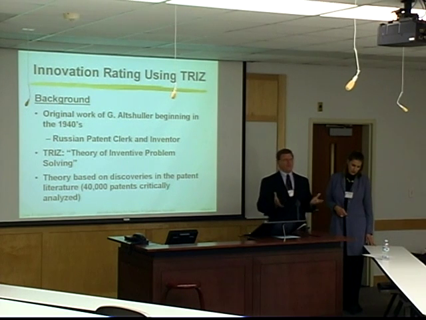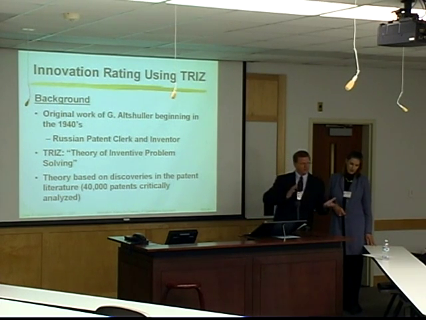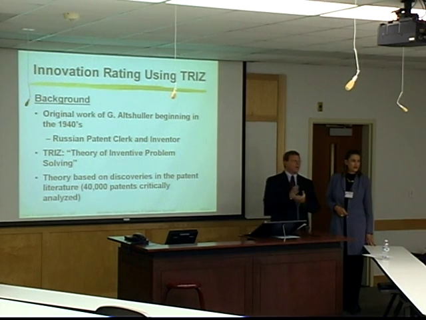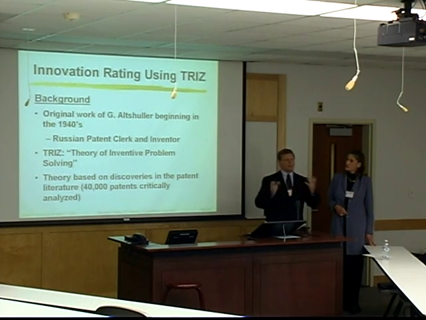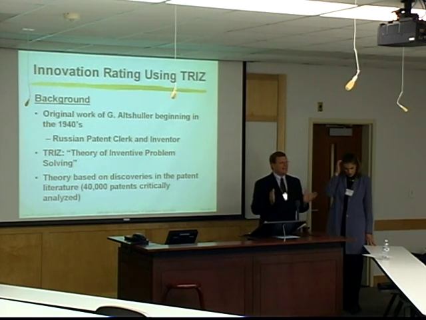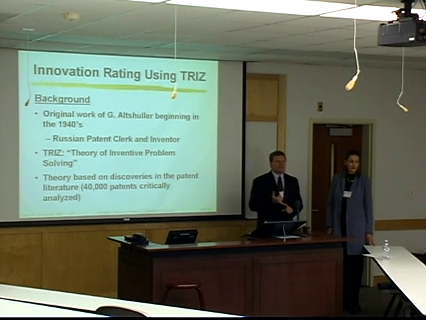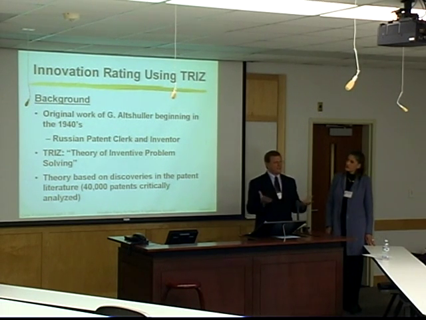So what is this theory of inventive problem solving? What's the background of it? It was developed by a man named Heinrich Altschuler back in the late 40s. He started his research. He was an inventor and patent clerk. And he's what we would call an intelligent observer. Thomas Edison was an intelligent observer. He was really looking through patents to try to find ideas that they could develop and rebuild the economy, et cetera. But he made several key discoveries.